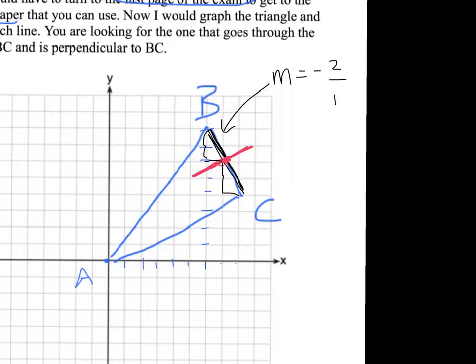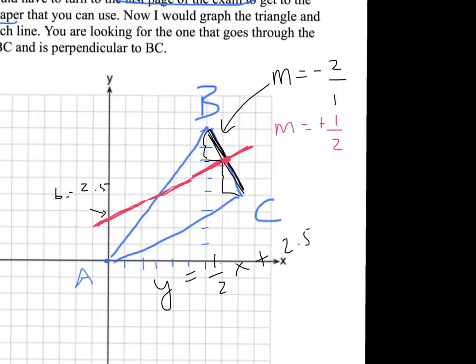The slope that I'm looking for, that red line, would have to be the negative reciprocal. So 1/2, I flip the fraction, and I'm going to change the sign to a positive. So if I actually sketched out a slope of 1/2, I end up getting this red line right here. The y-intercept of that red line, by the way, is 2.5, and the slope is 1/2. So the equation would be y equals 1/2 x plus 2.5.